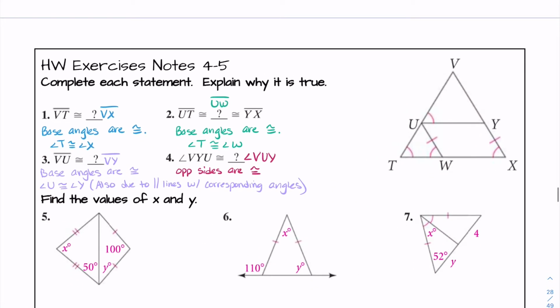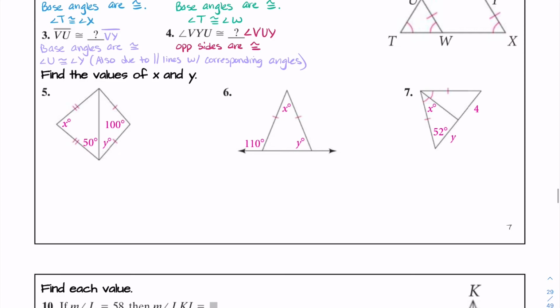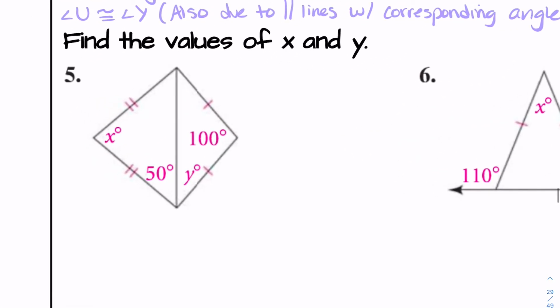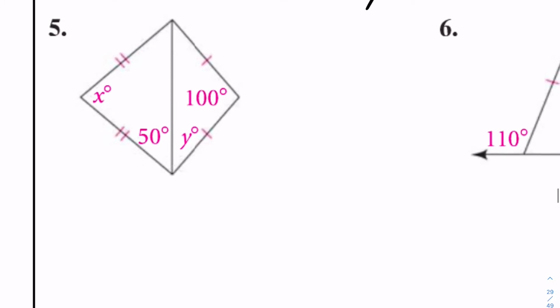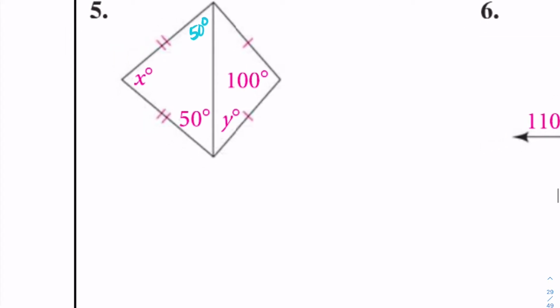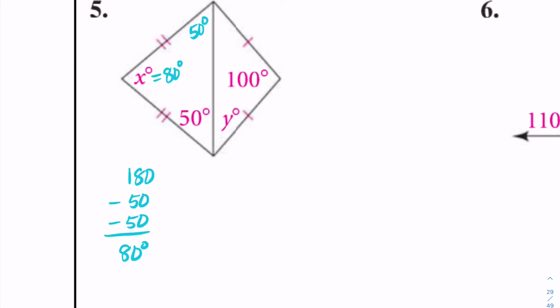All right. So now we're going to get into the numerical parts of this. Let's see, we have base angles congruent here. So this will be 50 degrees. We don't know X, but if we know that there's 180 degrees in a triangle and we know 50 and 50 are already there, that leaves us with 80 degrees left over. So X is 80 degrees.